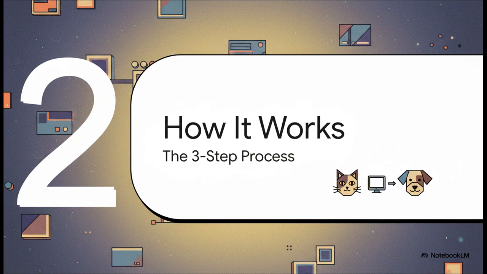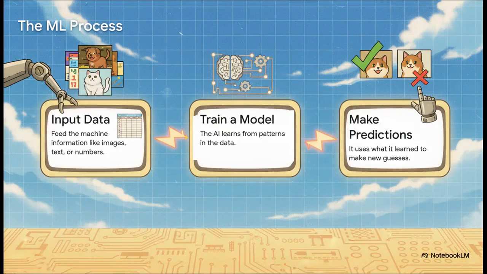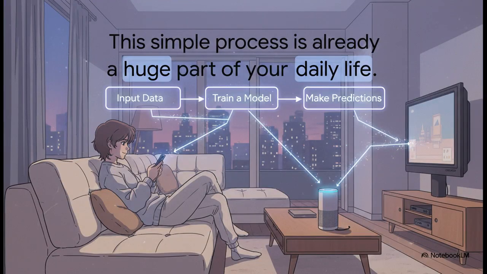So that whole cat and dog thing is the perfect illustration of the core concept. Now, let's just zoom out for a second and look at the simple 3-step recipe that applies to pretty much any machine learning task out there. It really just boils down to these 3 things. First, you have the input data. That's our thousands of cat and dog pictures. Second, you train a model. That's the part where the computer finds all those hidden patterns. And finally, number 3, you make predictions. That's when you give it a brand new photo it's never seen before, and it tells you, yep, that's a dog.